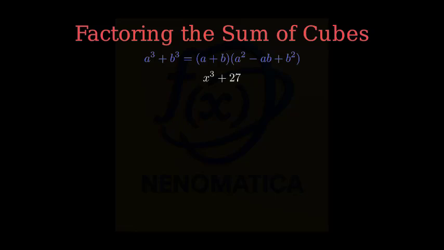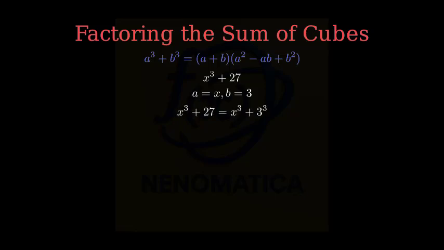Consider the expression x cubed plus 27. First, we need to identify the values of a and b. Here, a equals x and b equals 3. Now, let's apply the sum of cubes formula to factor this expression.